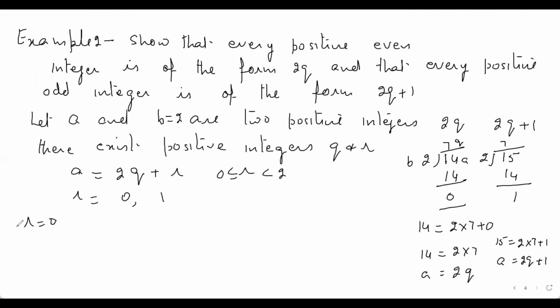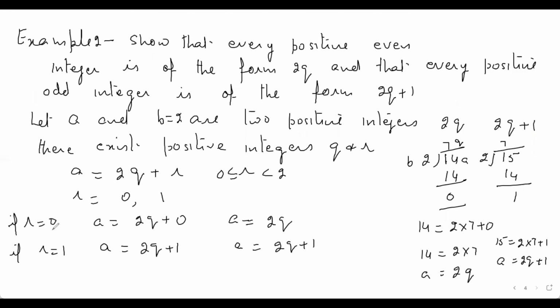If R is 0, it means A is equal to 2Q plus 0. It means A is equal to 2Q. If R is 1, then A is equal to 2Q plus 1. So A is equal to 2Q plus 1. So if remainder is 0, it is an even number. An even number can be written in the form of 2Q.